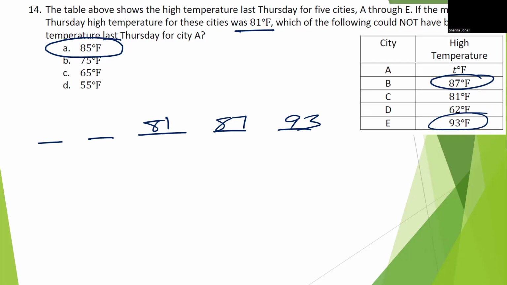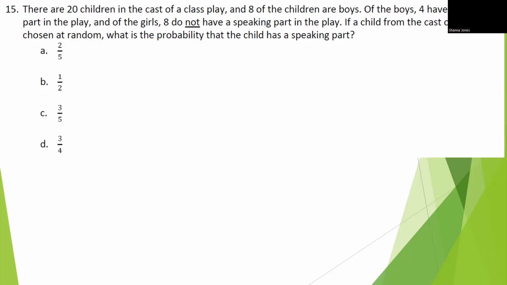All right, was this good? Our last one for the day. You didn't like this one?